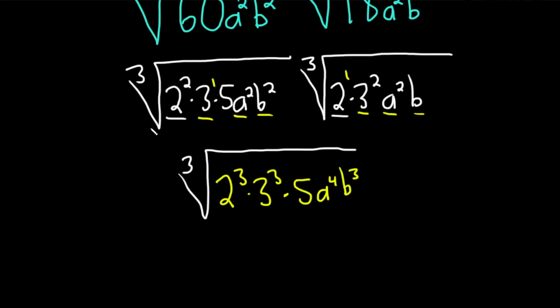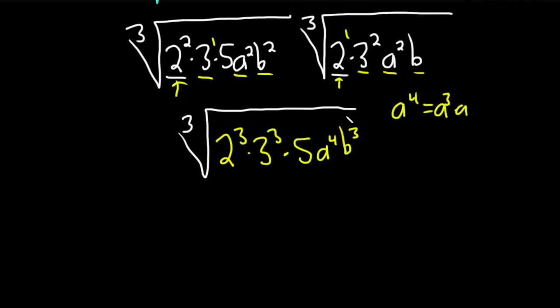Let's just check that. We did 2 squared times 2 to the 1st power, so we add them: 2 plus 1 is 3. 3 to the 1 times 3 squared, again 1 plus 2 is 3. 5 is 5. A squared times a squared is a to the 4th. And then b squared times b is b cubed. We have something to the 3rd power, to the 3rd power, to the 3rd power. The a to the 4th, we can extract an a cubed from that.